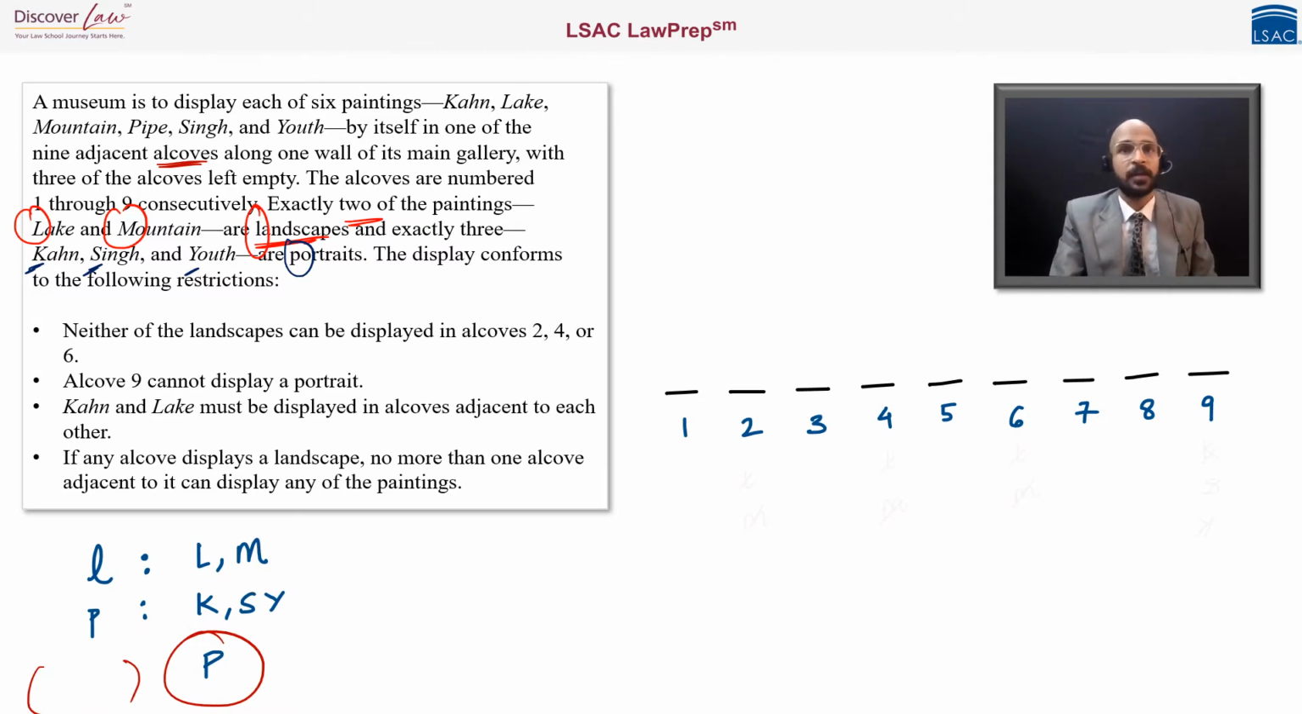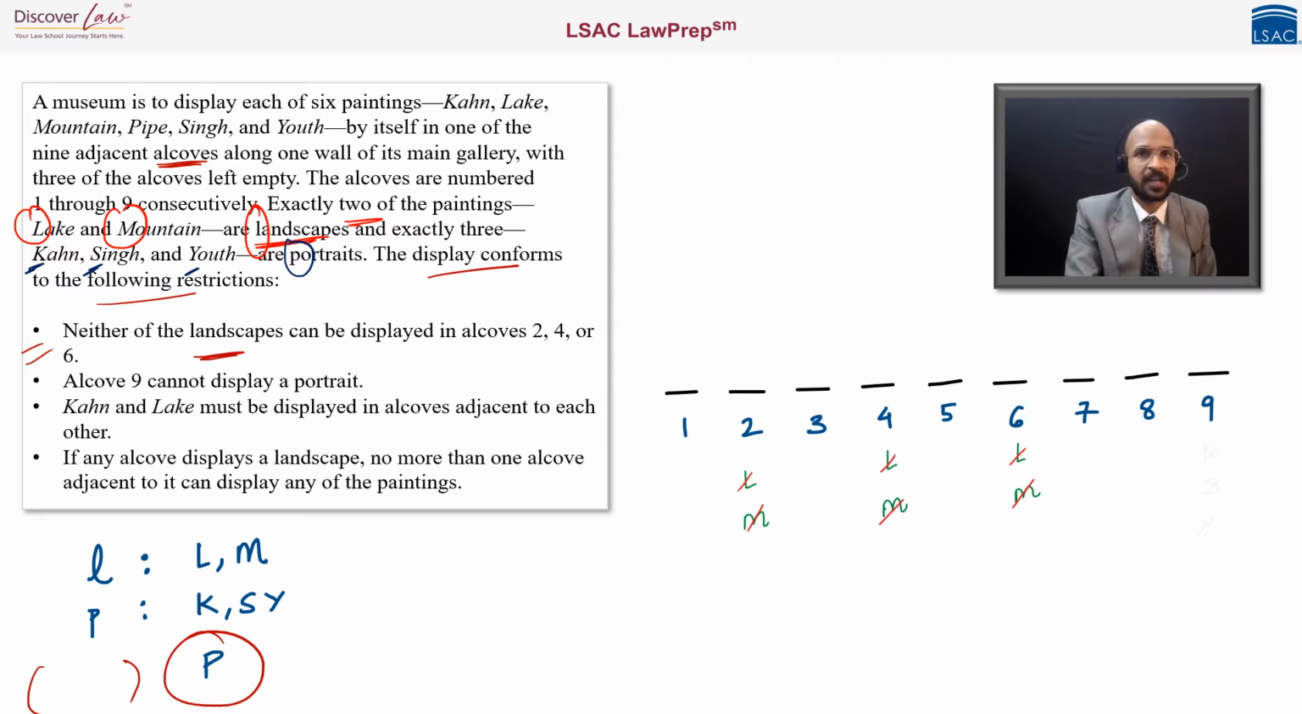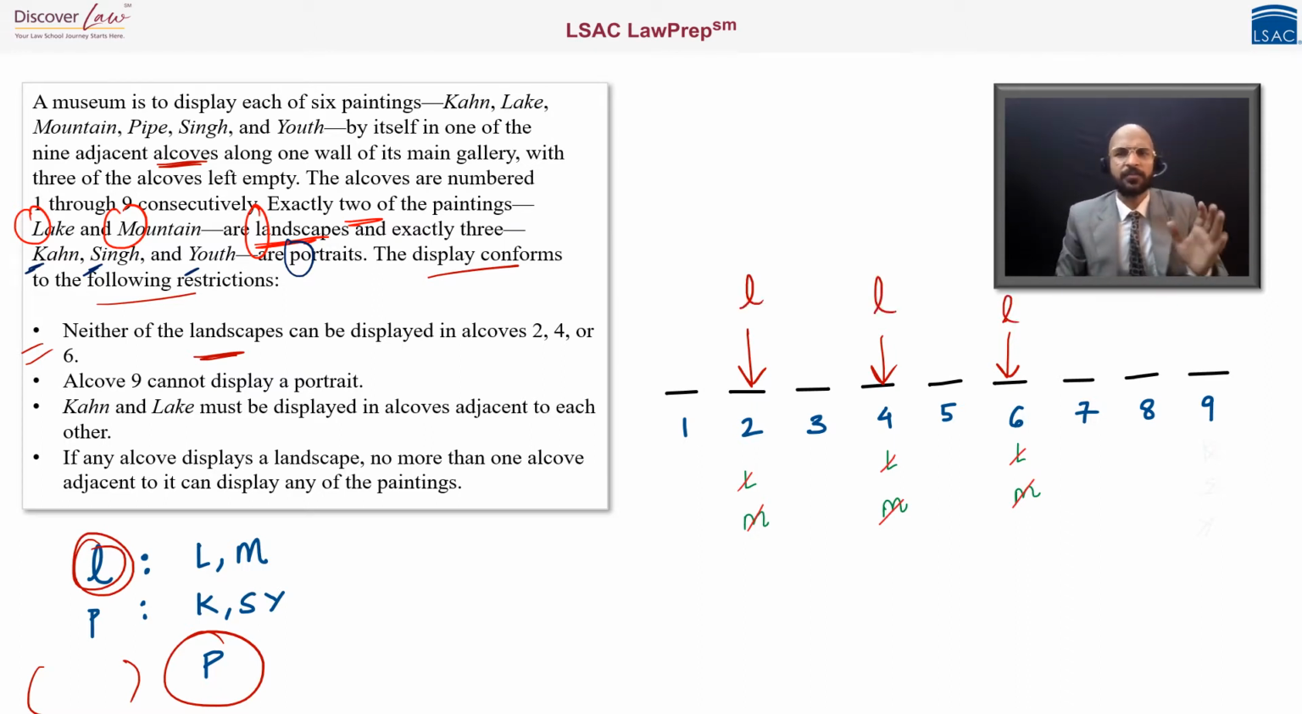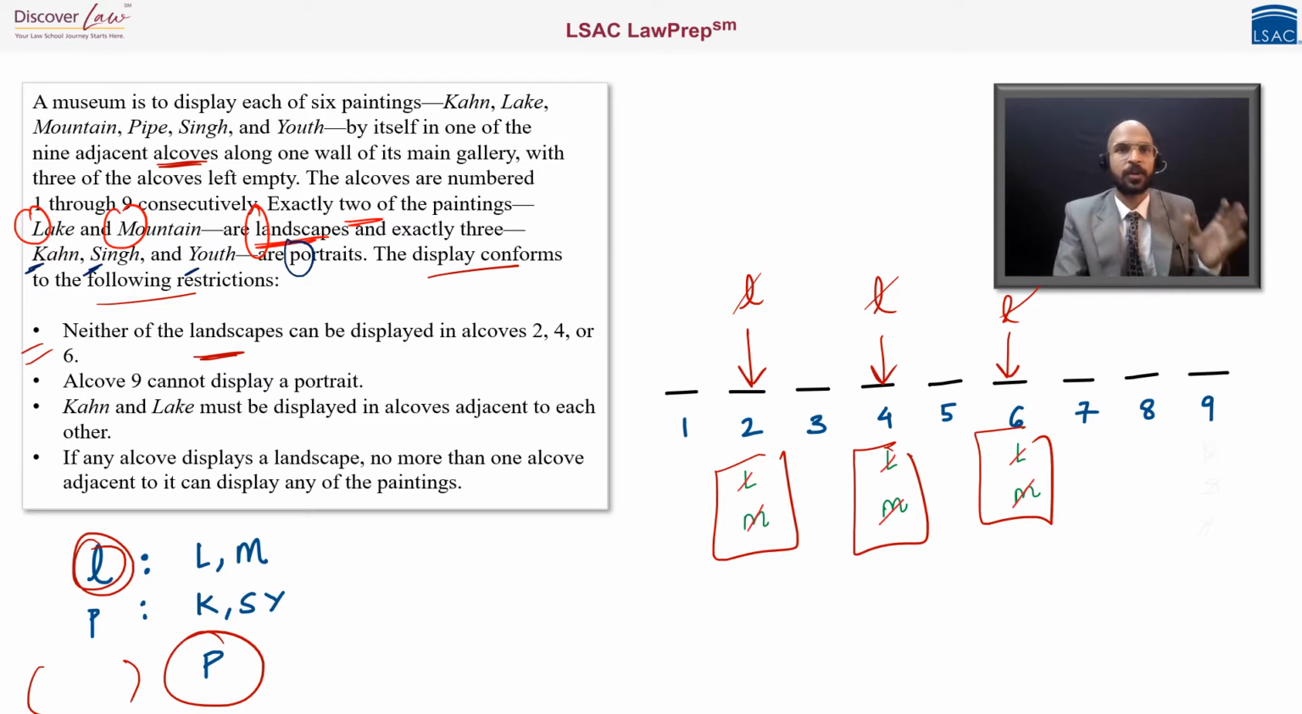Moving ahead, we have some restrictions. Let's have a look at the restrictions. The first one here says that neither of the landscapes can be displayed in positions 2, 4 or 6. Now you see that positions 2, 4 or 6 are these. And it says it cannot be a landscape, which means it cannot be L, right? Now instead of writing it as L, you can also think of it as not being capital L or capital M. That is what I have done in here, that you cannot have capital L or capital M on 2, 4 and 6.